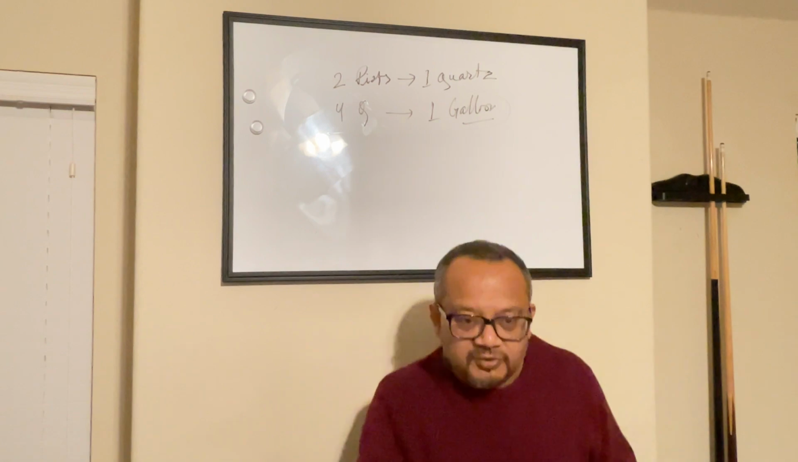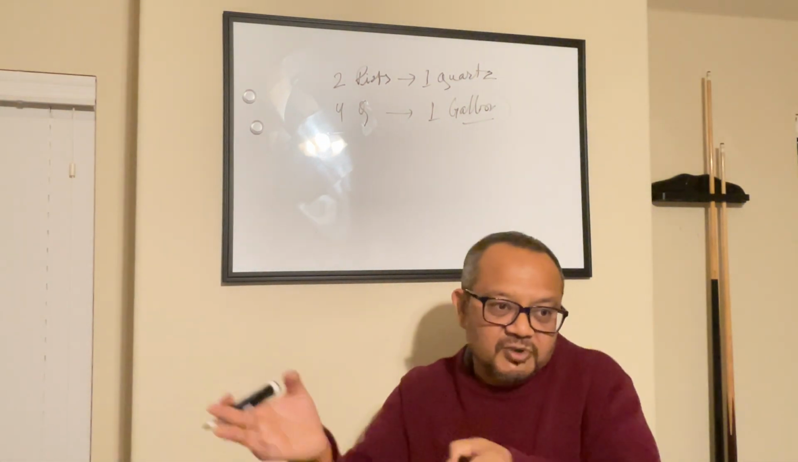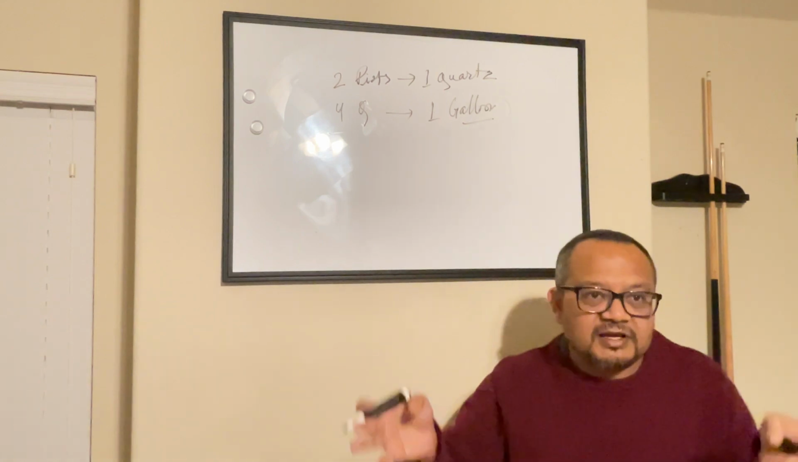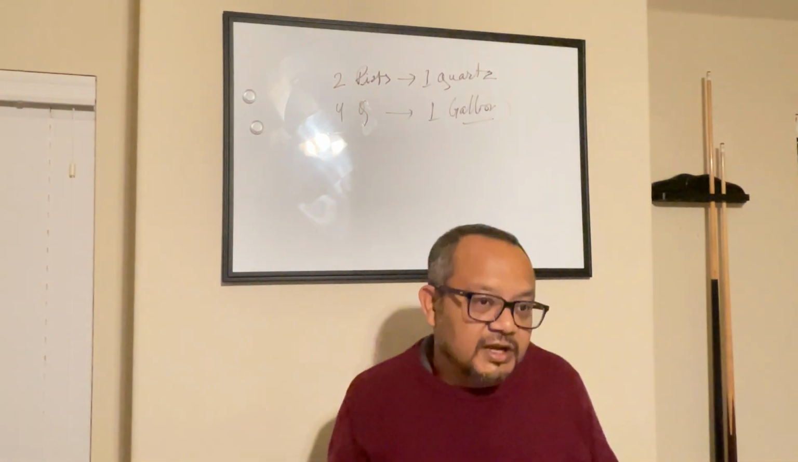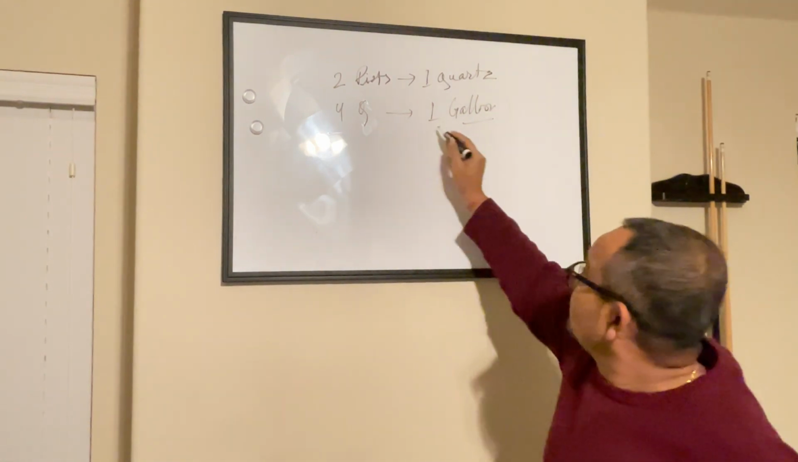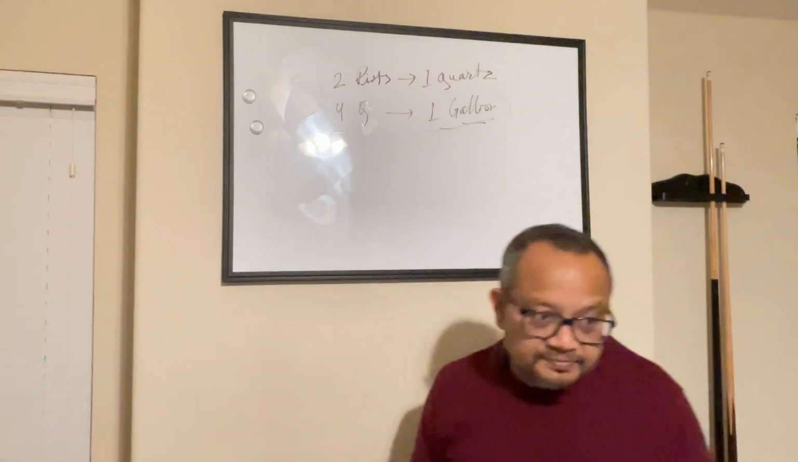So if you want to know how much gas my car takes, right? It has a capacity of 16 gallons. Mom's car has 12 gallons. So that gives you an idea about why we use gallon and what the significance of that is.